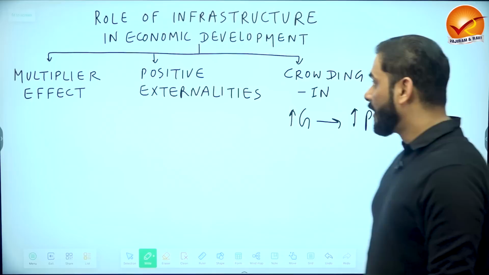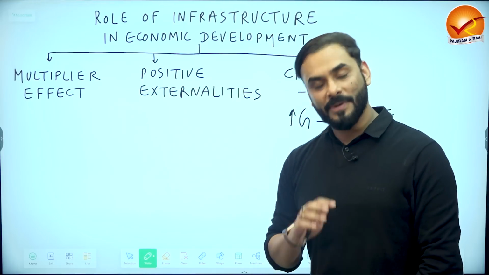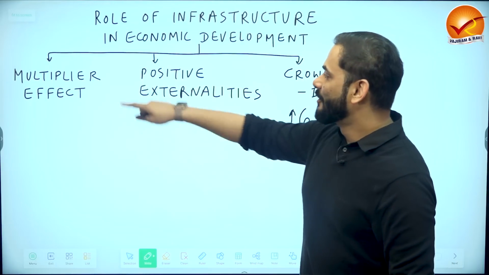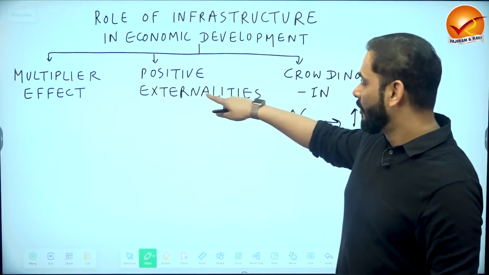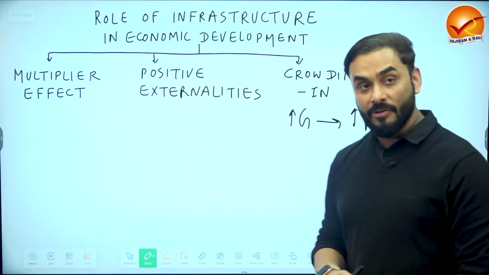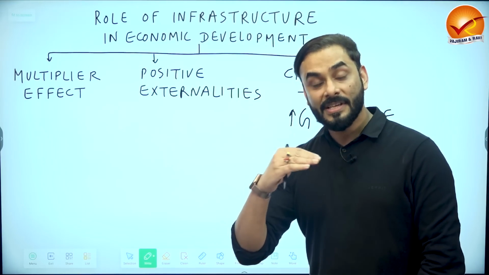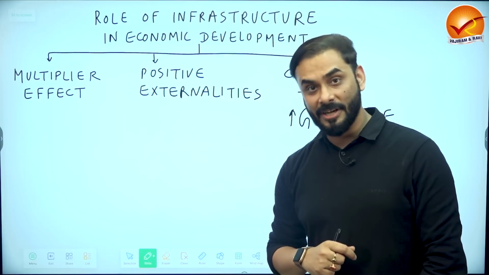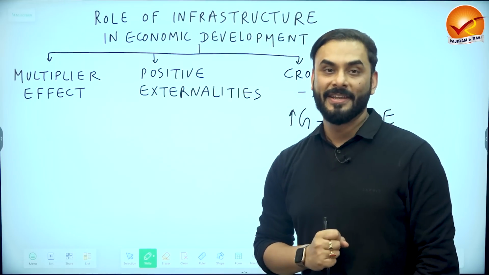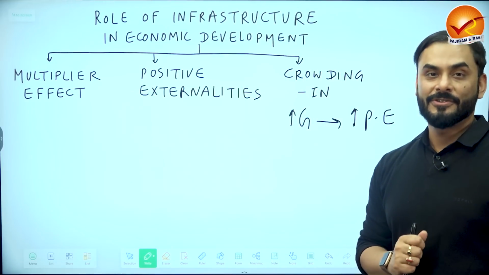So what did we observe? If you create infrastructure, especially in a developing country like India, so through multiplier effect, through positive externality and through crowding in effect, the country progresses more. Our GDP increases, inclusive growth happens, isn't it? And balanced development happens, right? This is the role of infrastructure.